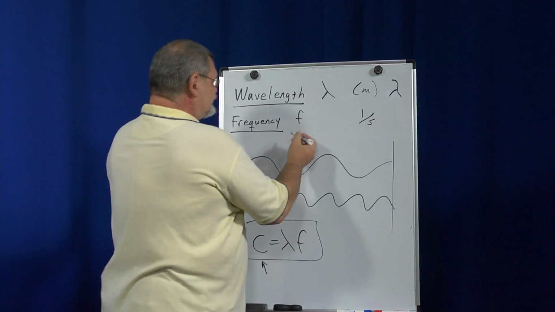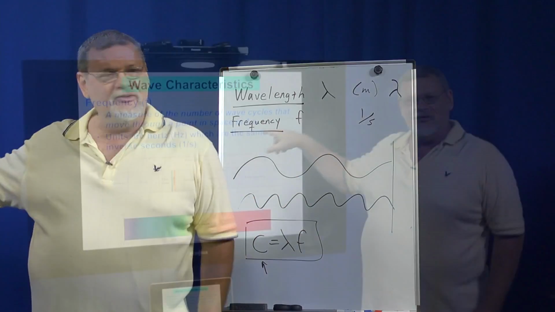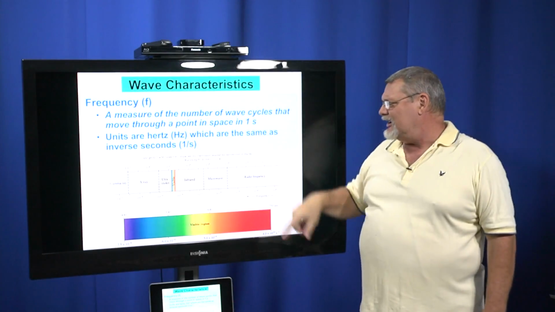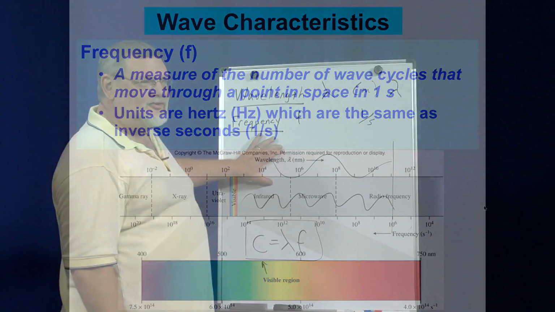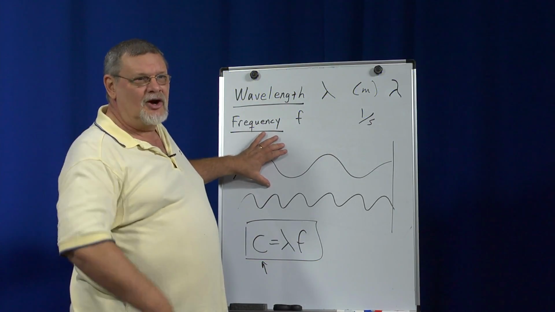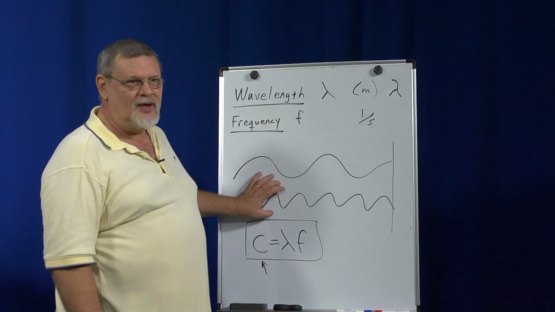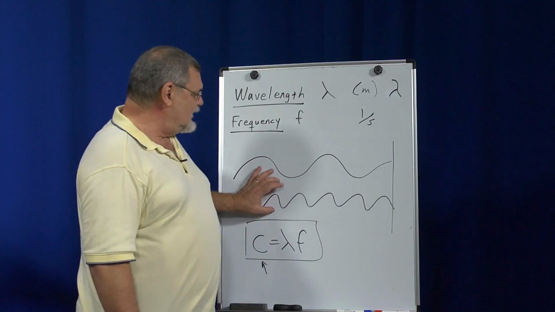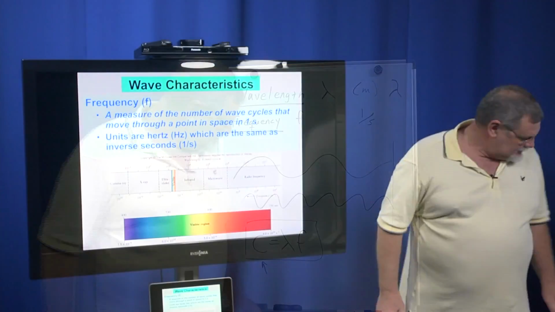So the frequency is how many waves pass a point in 1 second. I just showed you that if it's a longer wave, a larger wave, then it has a smaller frequency. And if it has a shorter wave, then it has a greater frequency. So they must be related somehow.